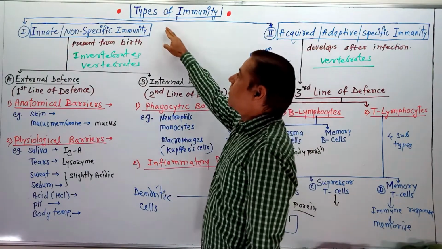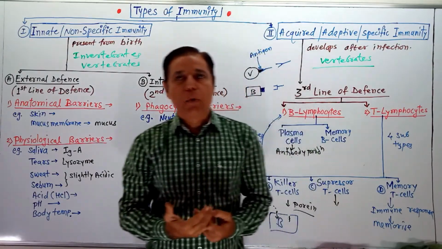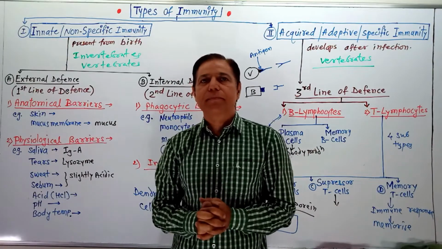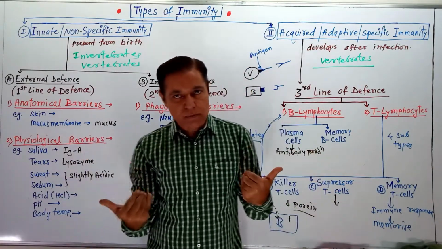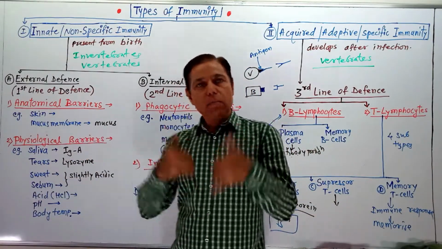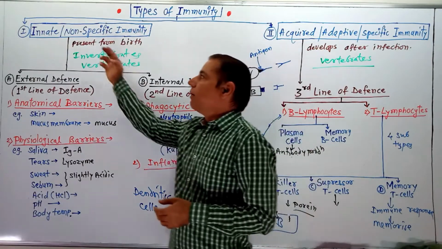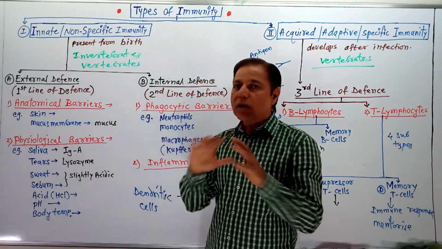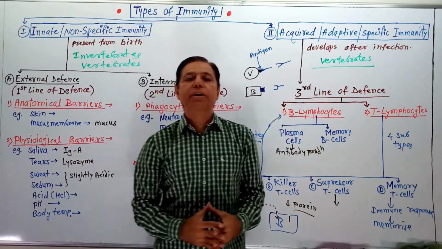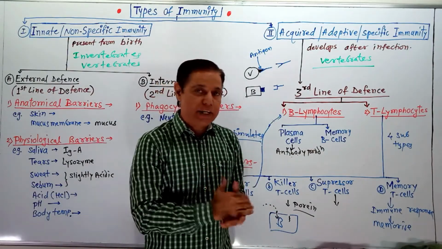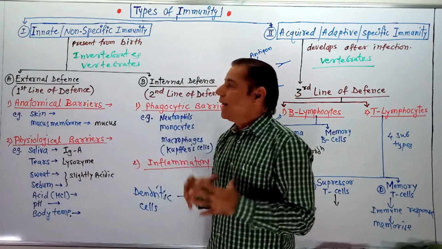Friends, today we will study about different types of immunities. As we know, immunity is our body's disease resistance ability or capacity by which the body counteracts different microbes which are invading our body. There are two main types of immunities. First, innate or non-specific immunity or natural immunity, and second type is acquired immunity or adaptive or specific immunity. But out of these two, first of all we will study about the innate immunity.